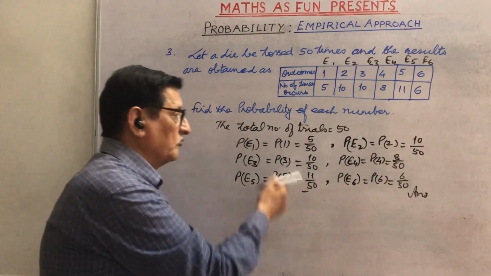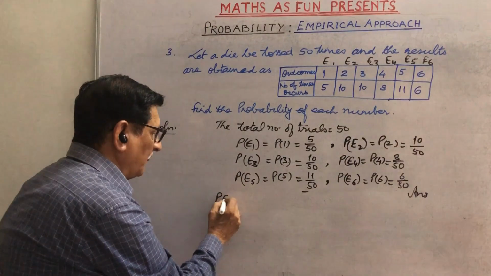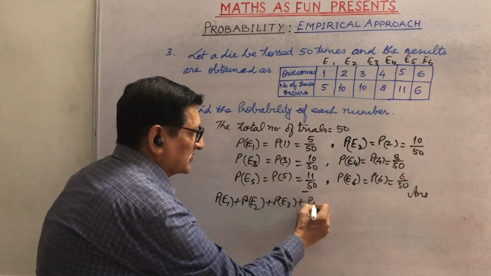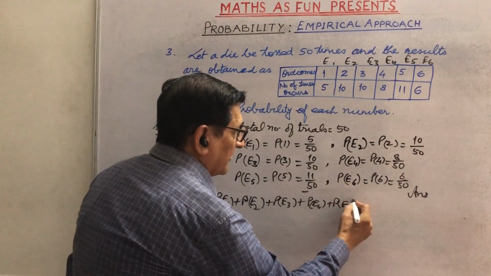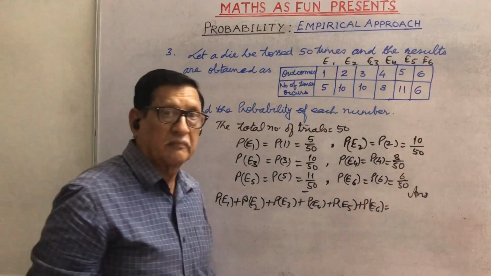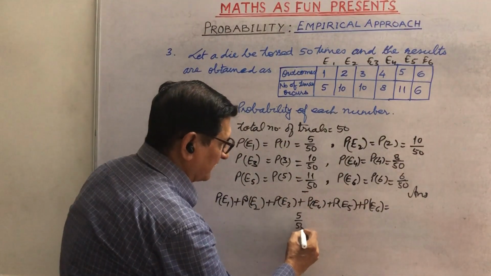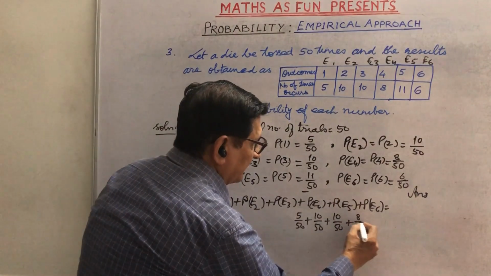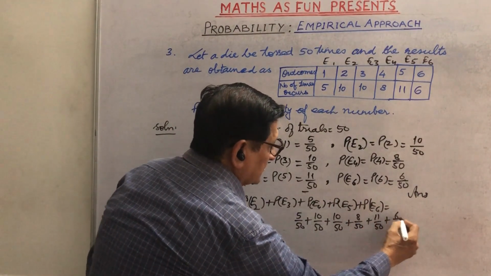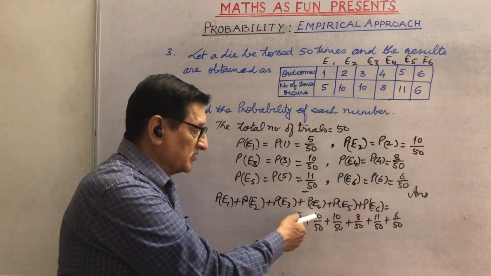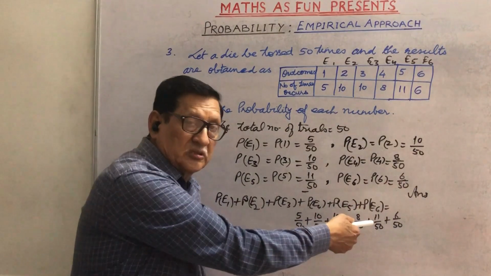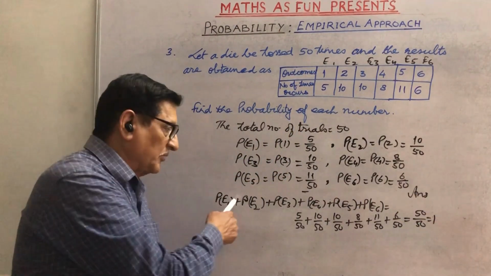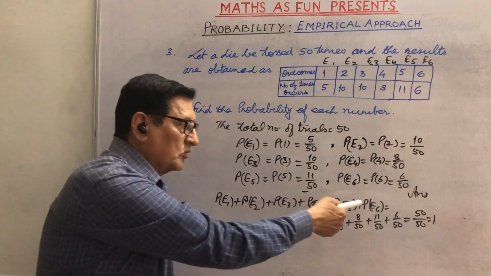But in addition to that, we can think of one more thing here: if we find the sum of all these probabilities, P(E1) plus P(E2) plus P(E3) plus P(E4) plus P(E5) plus P(E6), what do we get? That is 5 upon 50 plus 10 upon 50 plus 10 upon 50 plus 8 upon 50 plus 11 upon 50 plus 6 upon 50. Adding them, we get 5 plus 10, 15, 25, 33, 44 and 6, 50. It comes as 50 upon 50, that is equal to 1. It means the sum of the probabilities of all the events of this experiment is equal to 1.